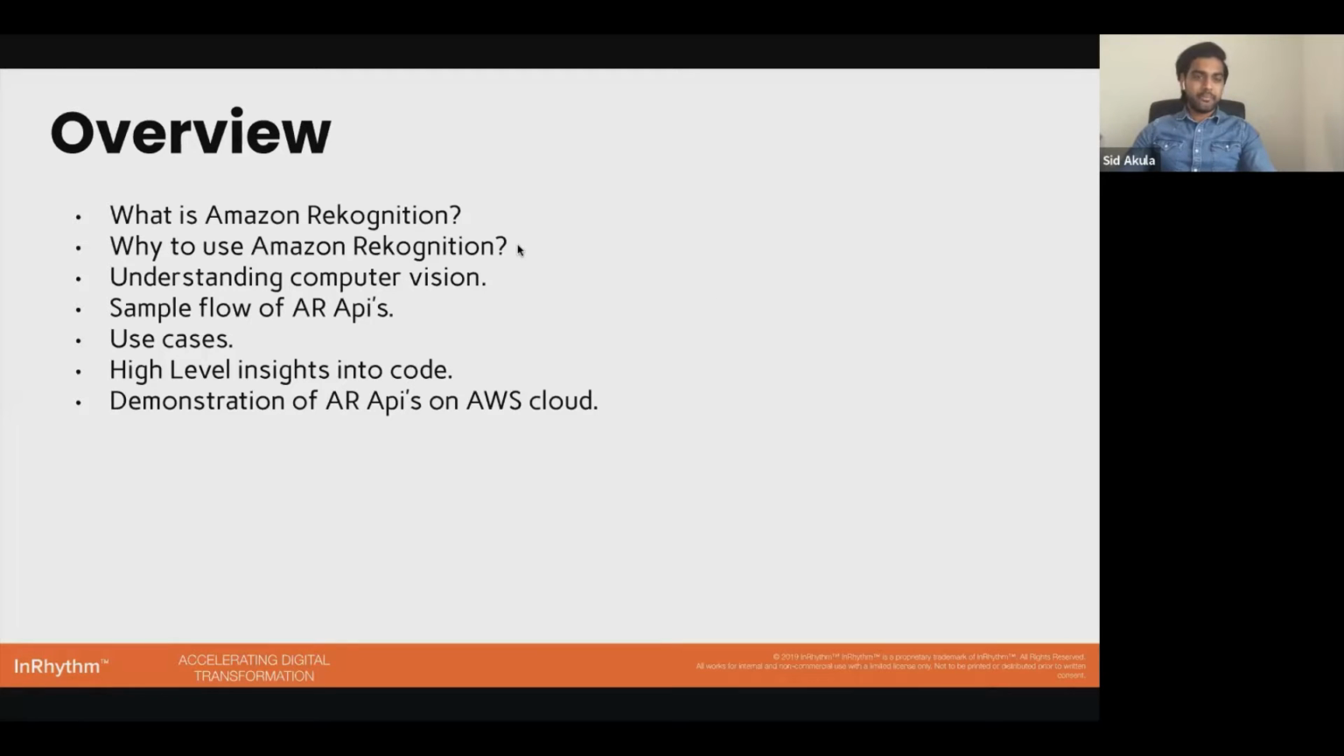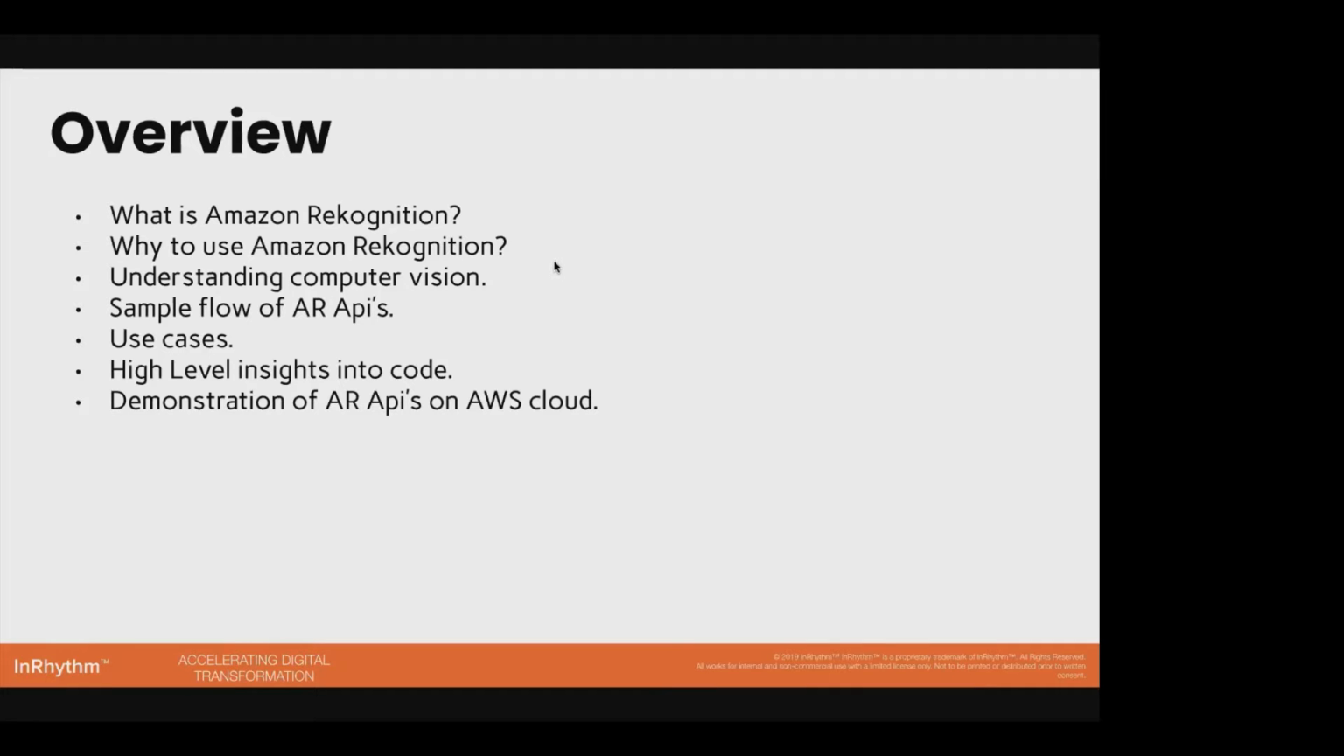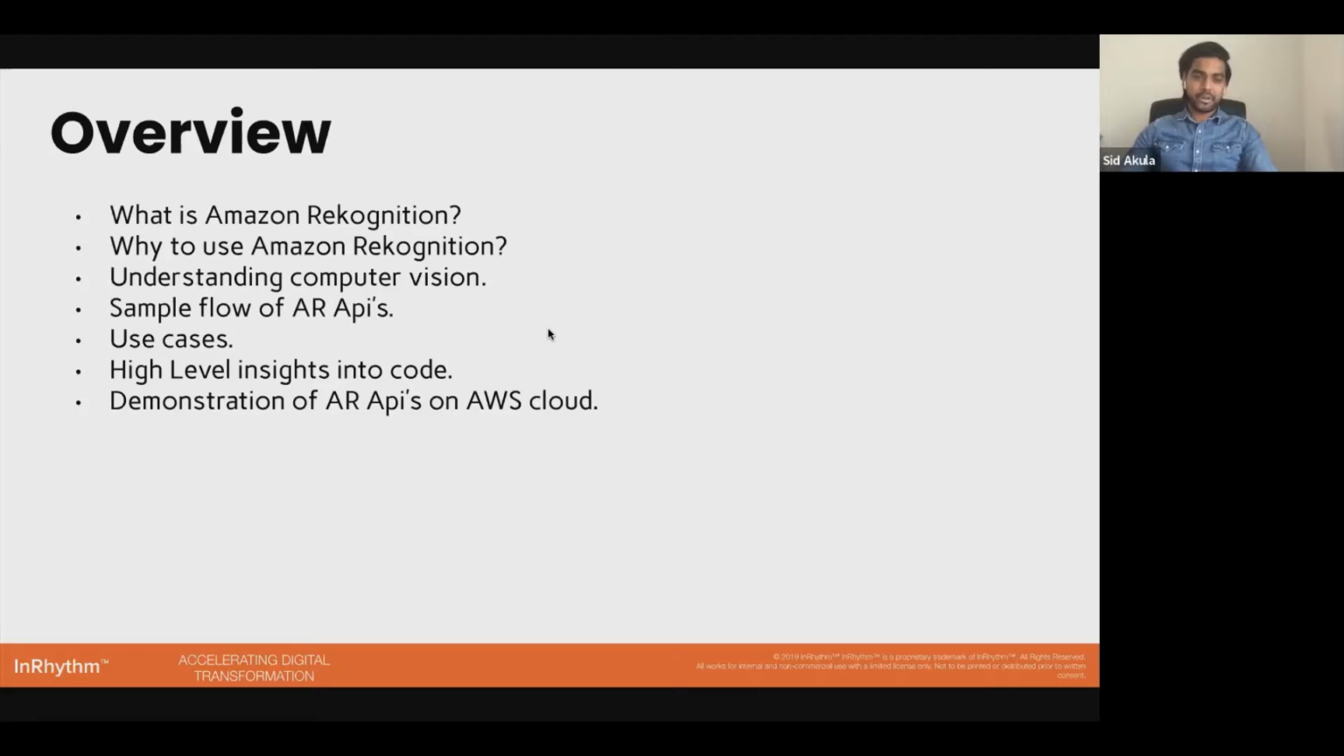Let's get started with what is Amazon Rekognition and why to use it, and then we'll go through a background of how a computer reads pictures and how that helps Amazon Rekognition. Then we'll go through the sample flow of Amazon Rekognition APIs to understand how we can use them in our applications. And then we'll go through a few use cases where the APIs can be used. And then we'll go through the high level insights of the code, how to integrate with Amazon Rekognition, how I have integrated with Amazon Rekognition.